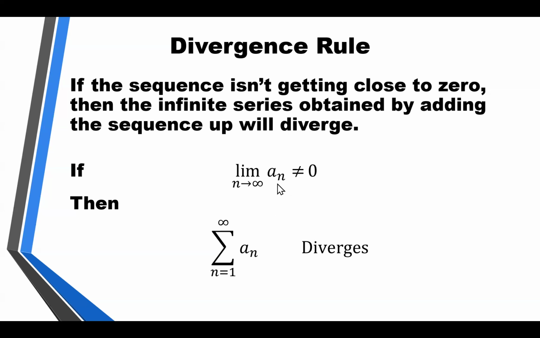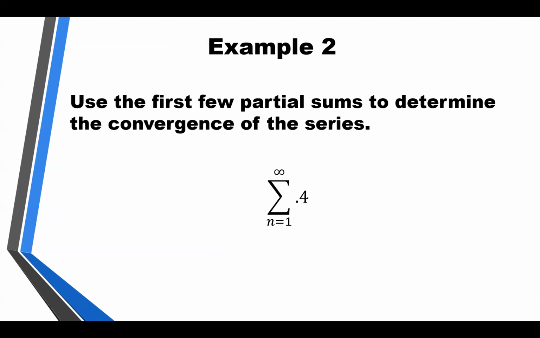So if the individual terms have a limit that is not equal to zero, then this diverges. And what that allows us to do now is skip the calculations of the partial sums on a series like this. We could just say, oh, I can see that the individual terms never go to zero, and therefore the sum of this has to be diverging. And that skips a lot of work.